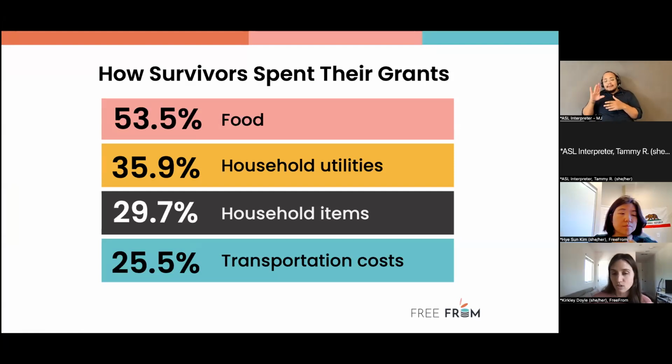So these top three ways that survivors spent their grants, food, household utilities, and household items, are exactly the same as the survivors in our earlier round of safety fund grants. So these are the consistent essential needs costs that survivors are using their grants to cover. Next slide.